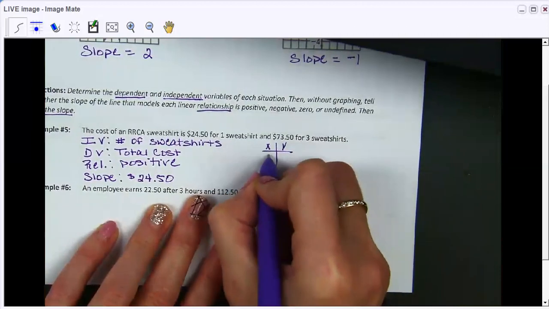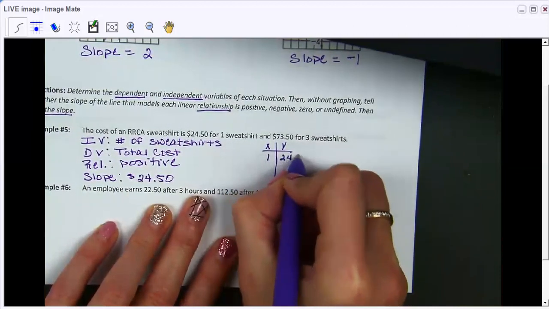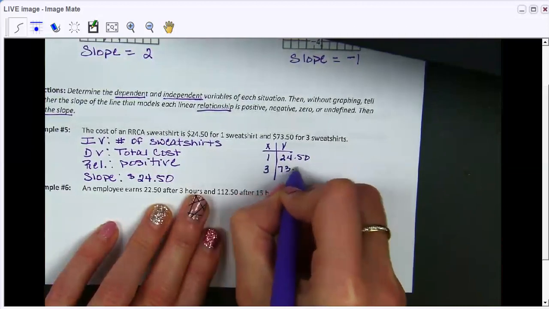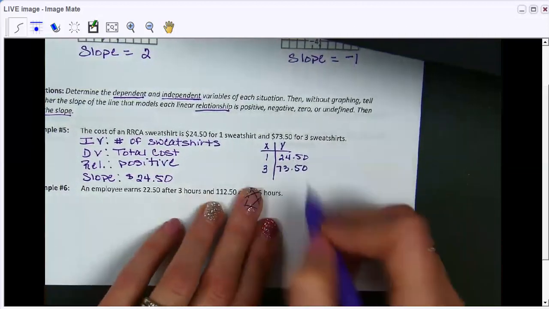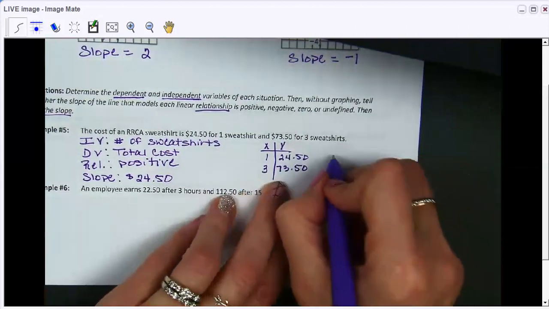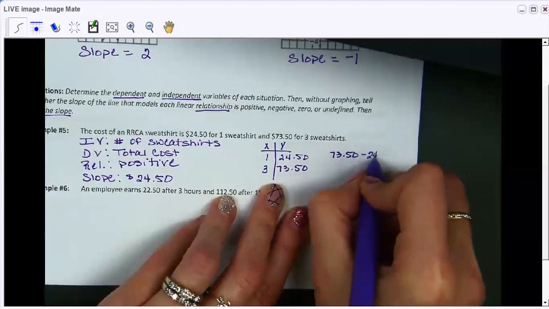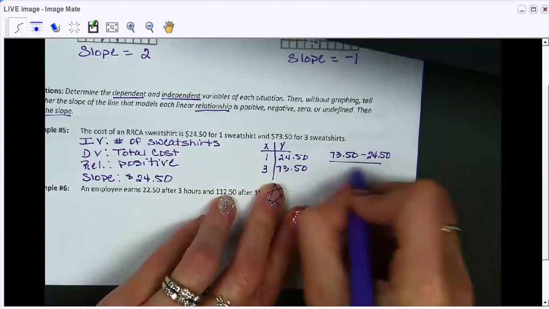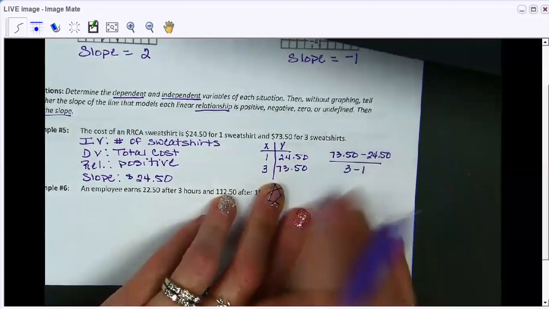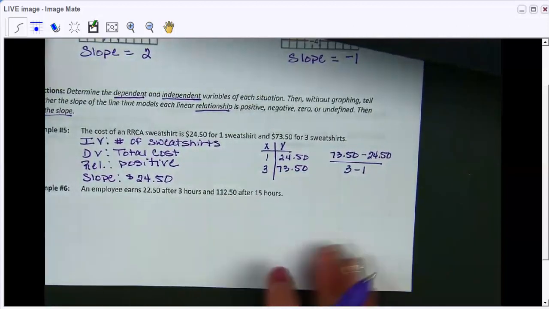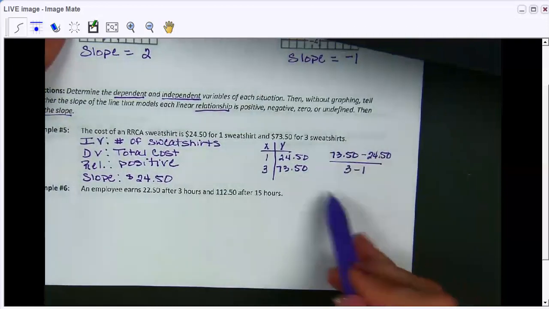Okay, 1 sweatshirt is $24.50. 3 sweatshirts are $73.50. And then you would find your change in Y over your change in X, which would be $73.50 minus $24.50 over 3 minus 1. And then you would solve that. Which is what you're going to have to do on the next one. So are there any questions on how to do this?